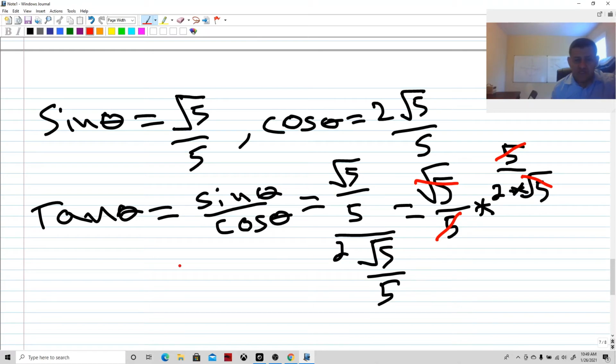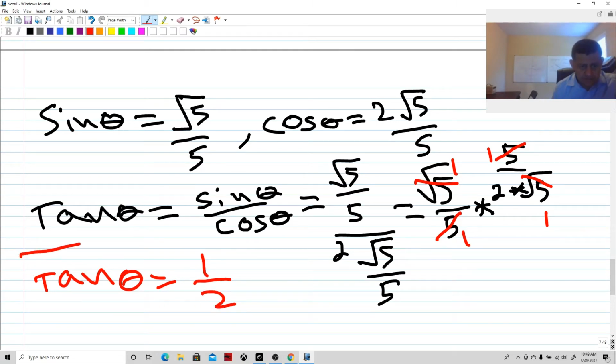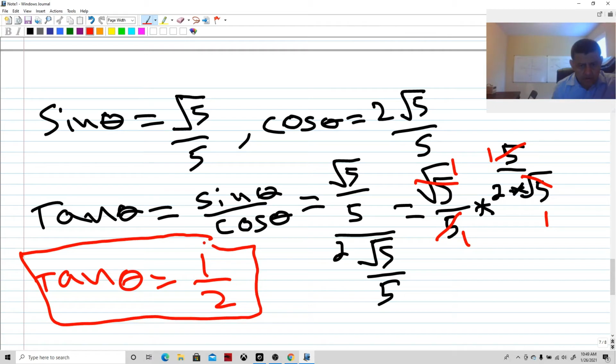So the answer for this, tangent of theta, here is 1. Making sure you understand that. That is 1, that's 1, which is equal to 1 over 2. So tangent of theta is equal to 1/2. We found the first function.